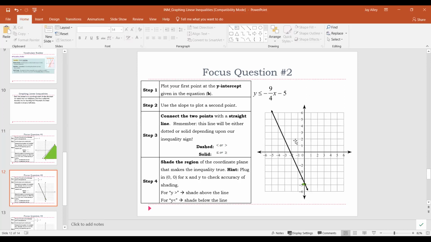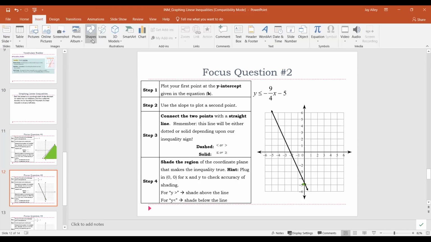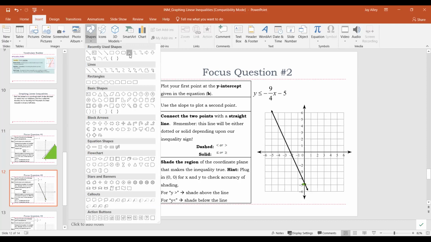Similar to the last one, less than or equal to: above or below? Below, right.